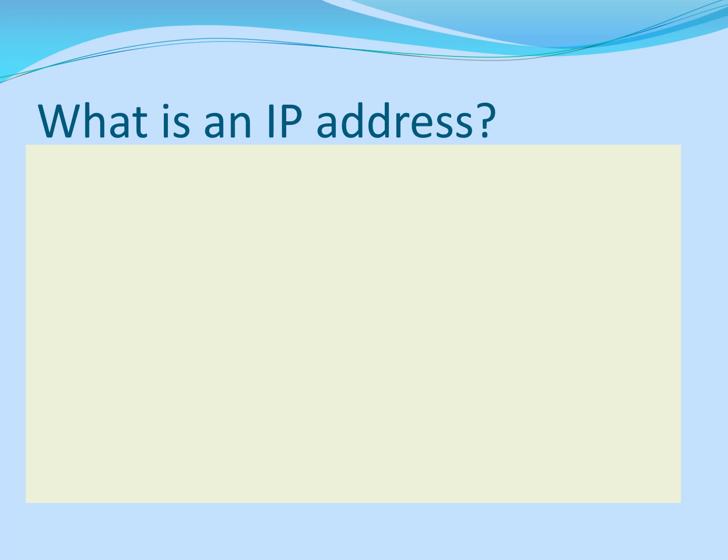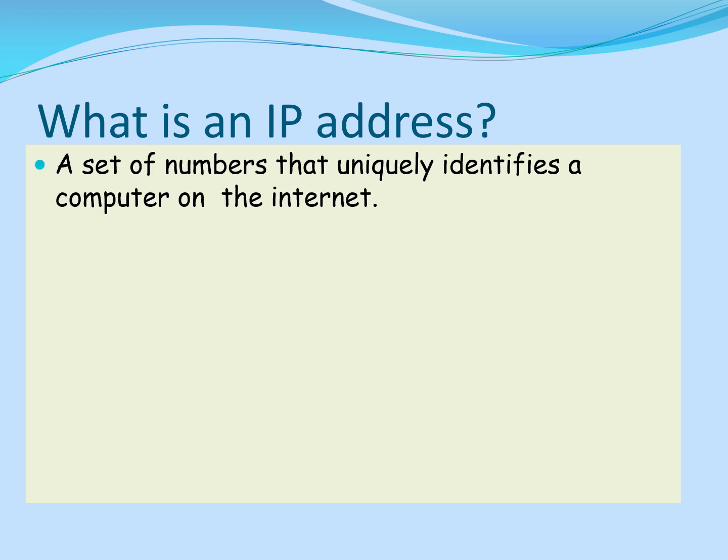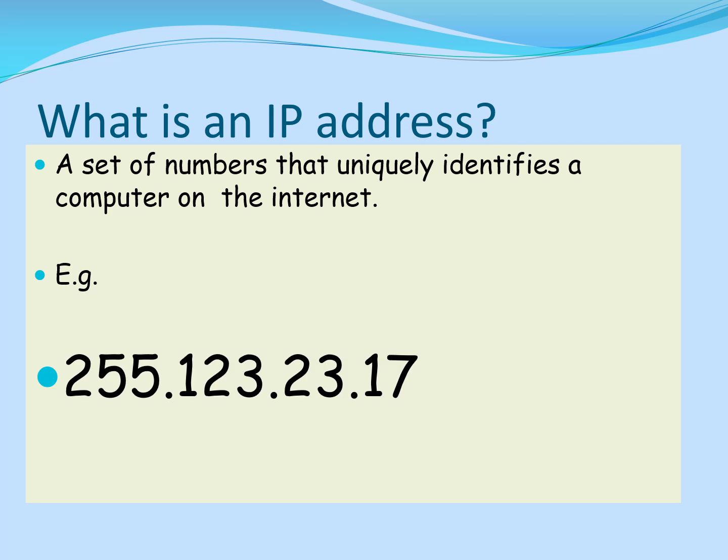So we need IP addresses. IP address stands for Internet Protocol Address, and it's a unique set of numbers that identifies a computer that's connected to the internet or to any network. And there's a couple of things we need to know about the numbers. First of all, there are four. They're separated by a dot here, and each number can be between 0 and 255. So we've got 255, 123, 23, 17. That's a valid IP address. So you need to know that. Each number needs to be between 0 and 255, and there are four of them. And that identifies a computer. So a little bit like writing the address of a house to send a letter to somebody.